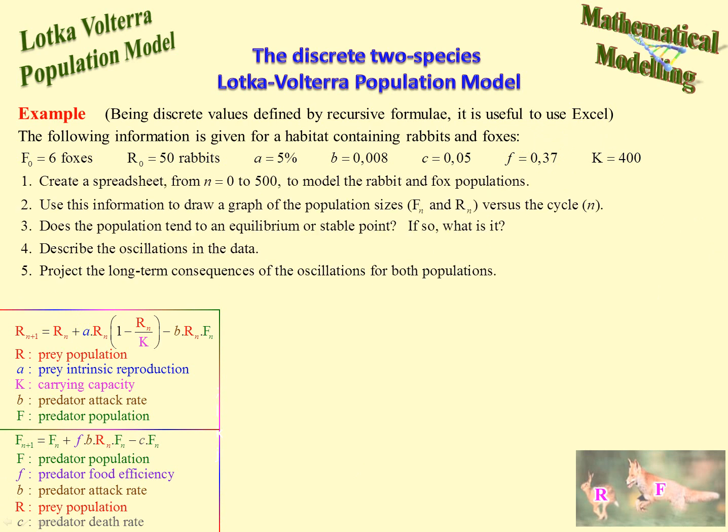So here are some questions. Create a spreadsheet from N to 500 to model the rabbit and fox populations. Use this information to draw a graph of population sizes, FN, RN, versus the cycle N. Now that can easily be done in charts on Excel as well. I'll show you how to do that. Does the population tend to an equilibrium or a stable point? If so, what is it? We look at the graph for that. Describe the oscillations in the data. We do the same. And project the long-term consequences of oscillations for both populations. That's also indicated by a graph, but a different graph, all drawn by Excel.